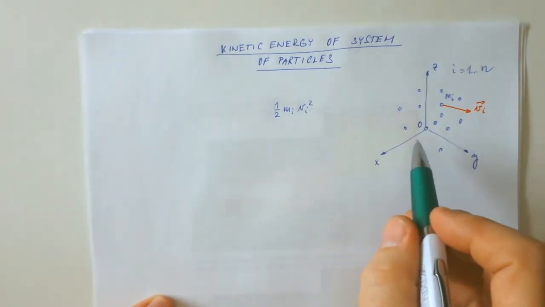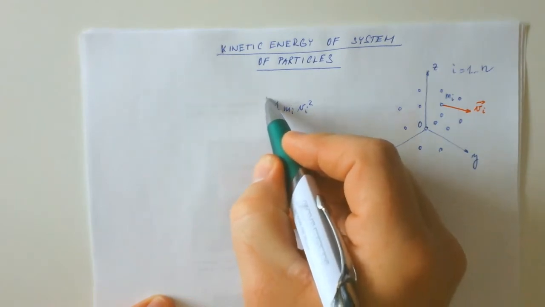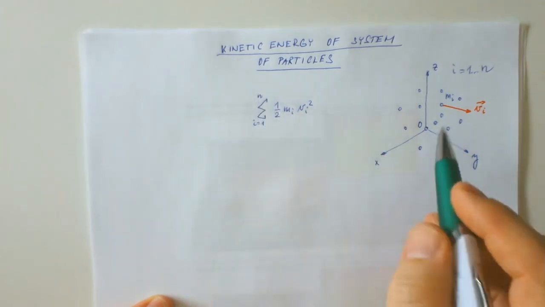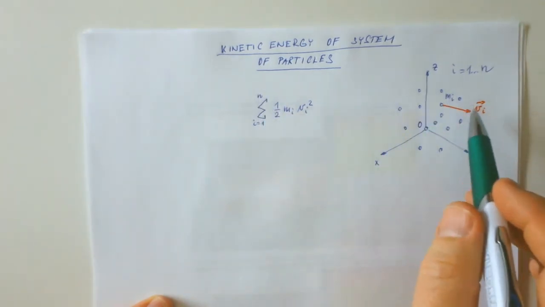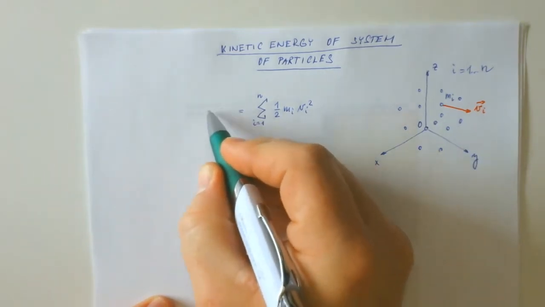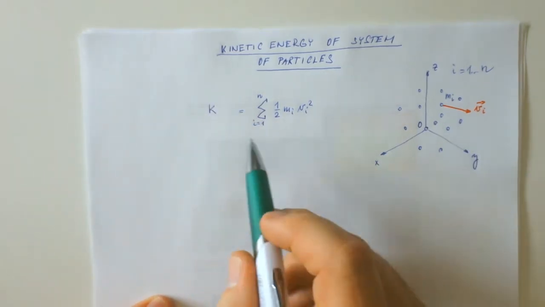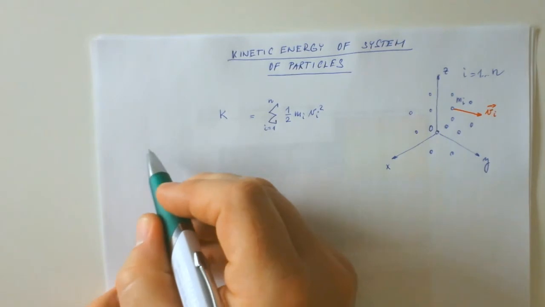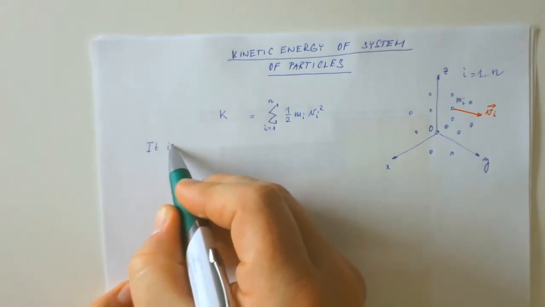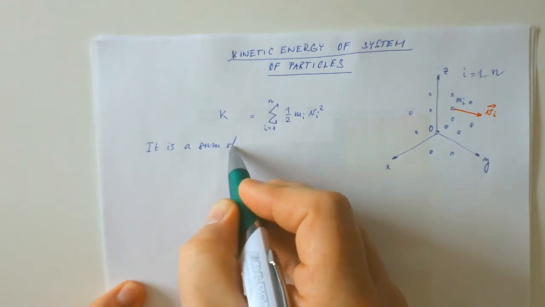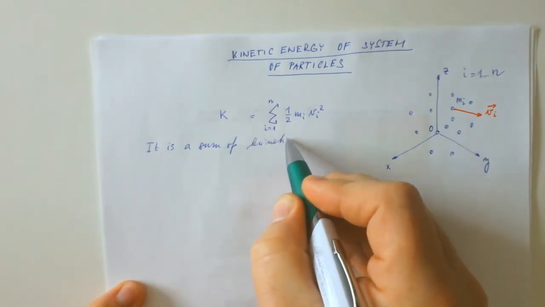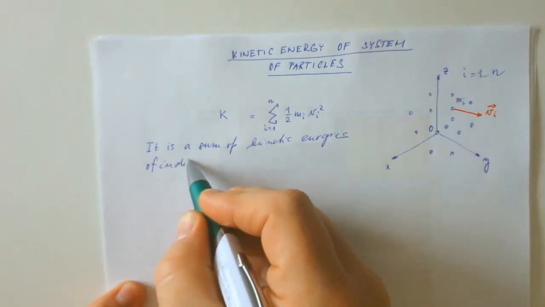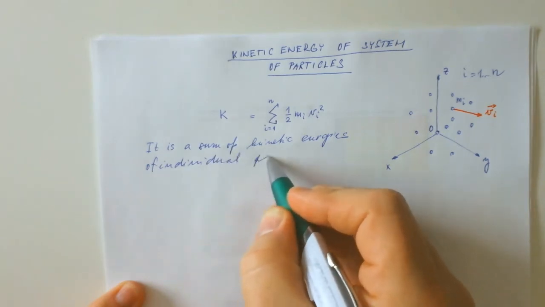And if we make a sum of these kinetic energies over i from 1 to n, so we sum all kinetic energies of all points together, so we get kinetic energy of system of particles. So it is a sum of kinetic energy of individual particles.